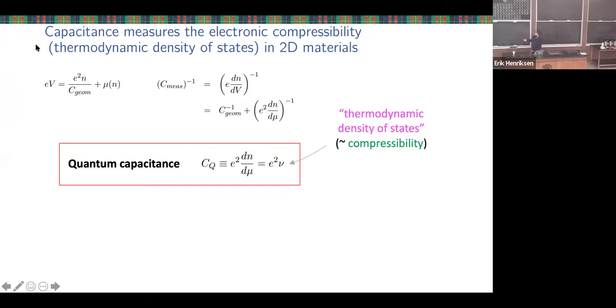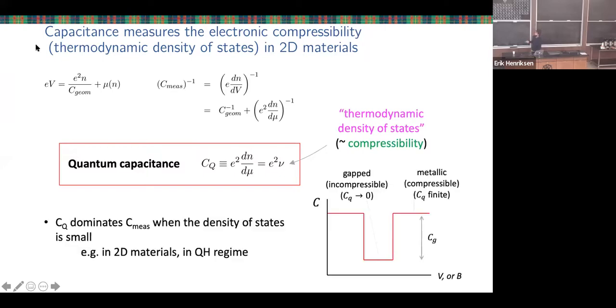Yes, and then this quantum capacitance is the same thing within a constant as the thermodynamic density of states or the compressibility. Okay, so how do you think about that? You think about that in the following way. When you have a small capacitor in series with something, it dominates, right?